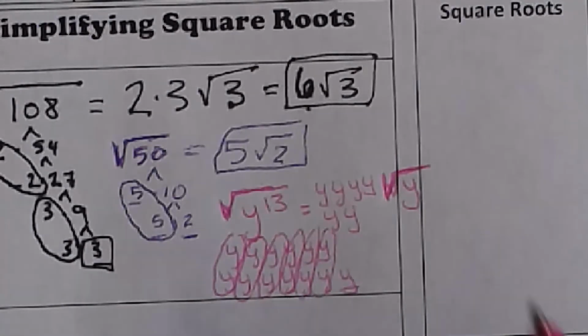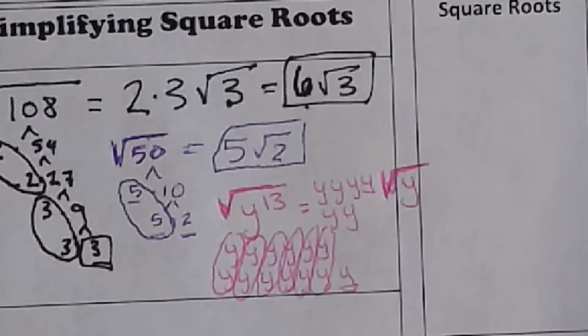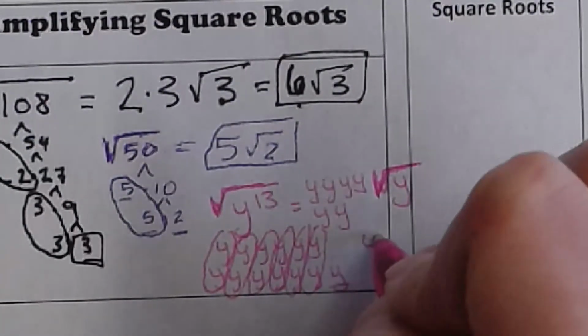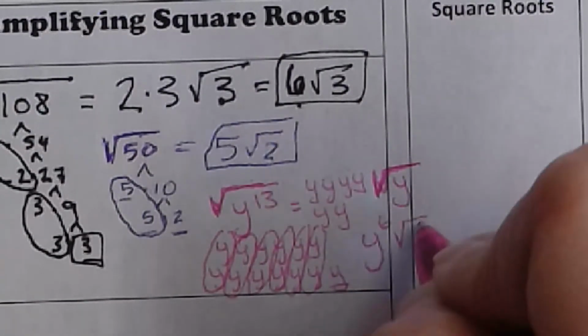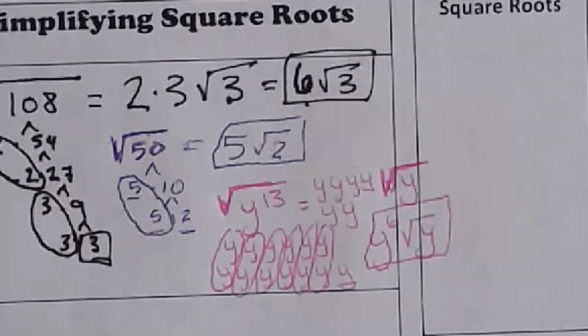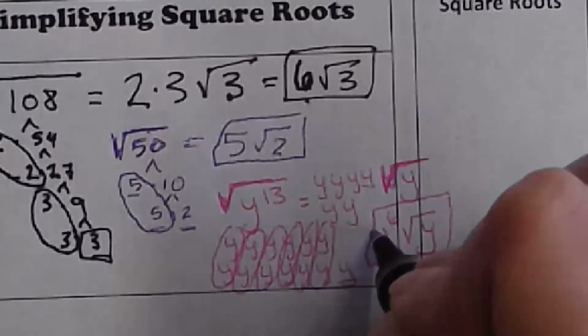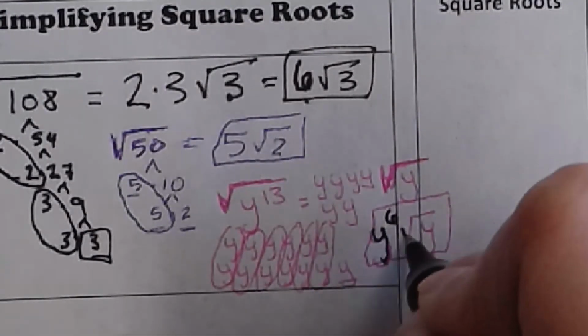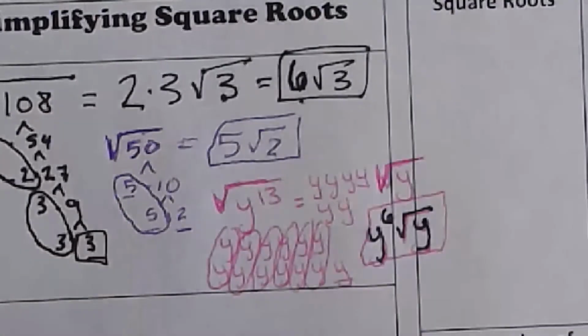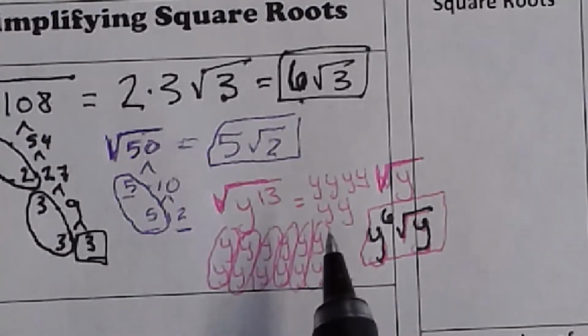Okay, and then if I have 1, 2, 3, 4, 5, 6 y's being multiplied, that's y to the 6 square root y as our answer. Okay? Sorry, I should have not used that color. So our answer is y to the 6 square root y. Okay? So that's just a simple simplification.